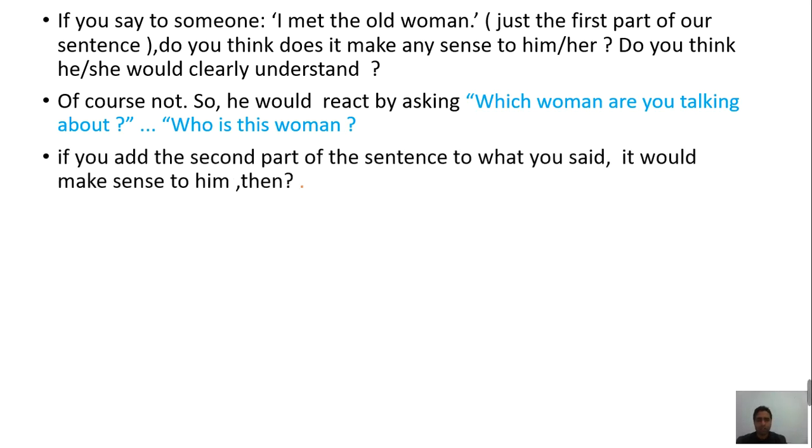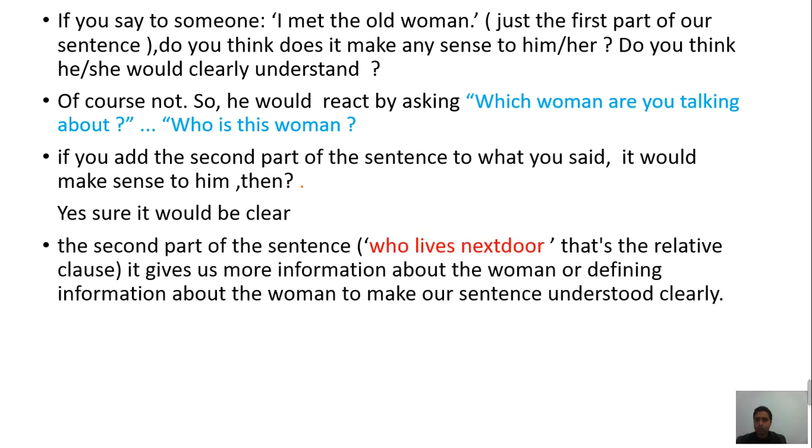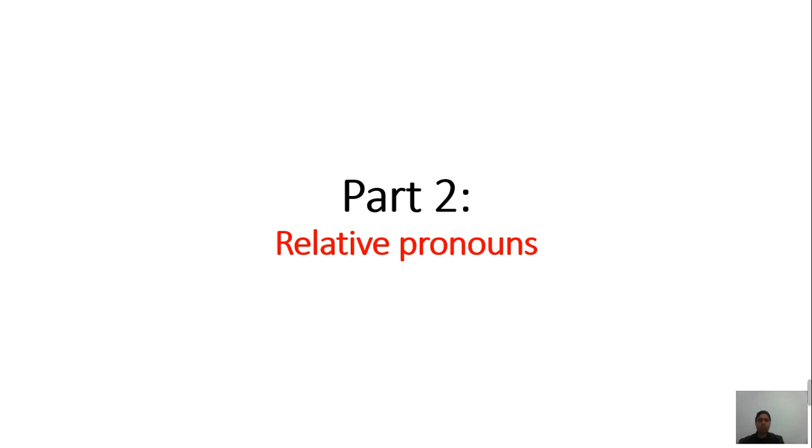So we use the relative clause, as I said, to give information about a noun that precedes it. So the second part of the sentence, who lives next door, is the relative clause, and it gives us more information about the woman or the person we are talking about, or it gives us defining information about the person to make our sentence understood clearly. Great. So I hope this introduction was clear enough for you to understand what we mean by relative clauses.